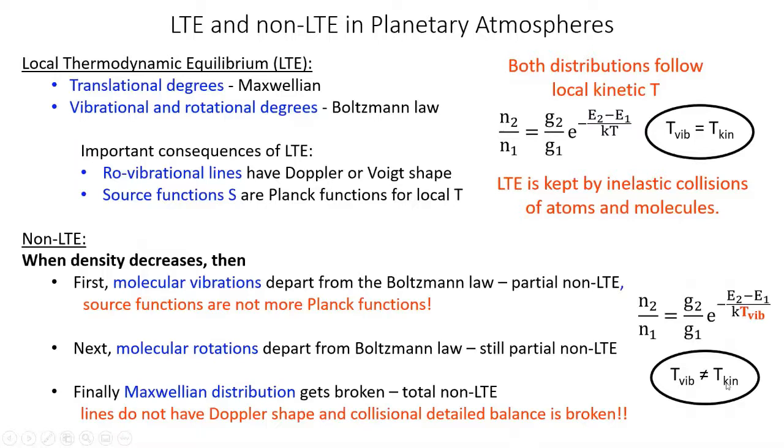At even higher altitudes, molecular rotations depart from the Boltzmann law. And finally, in the most extreme cases, the Maxwellian distribution gets broken and lines no longer have Doppler shape. Now, for most of the studies that we do for planetary atmospheres, the Maxwellian distribution still holds, and the rotational distributions we still assume are in LTE, while the vibrational distributions are in non-LTE.